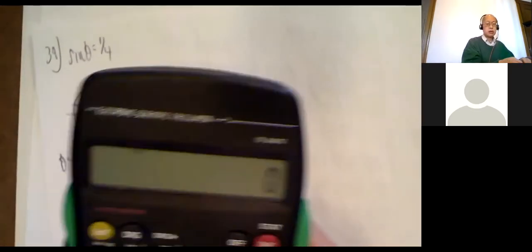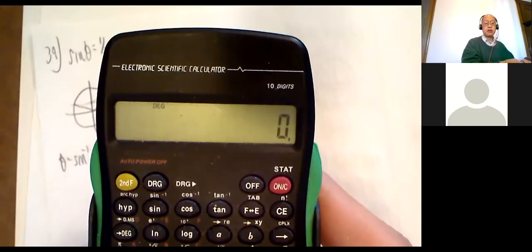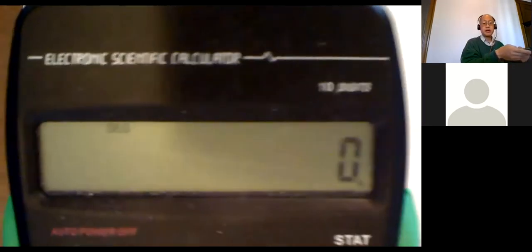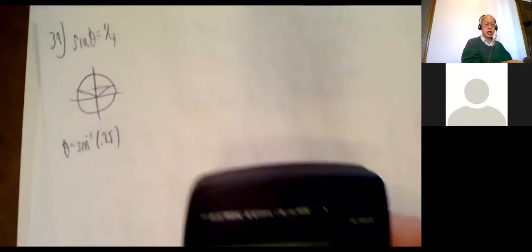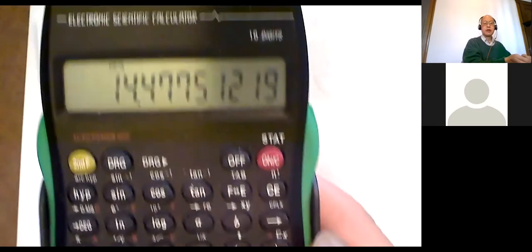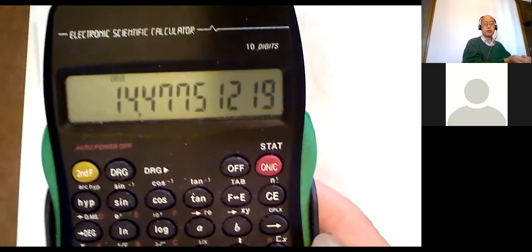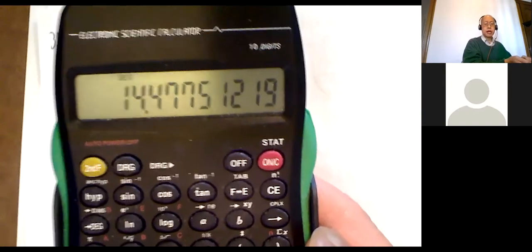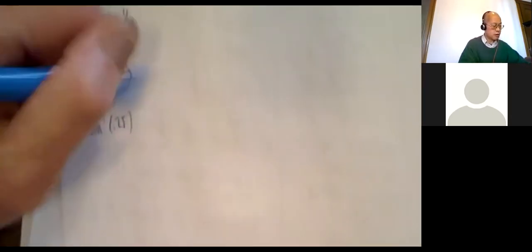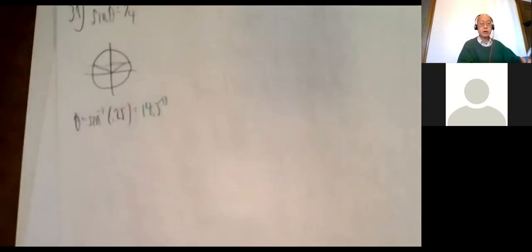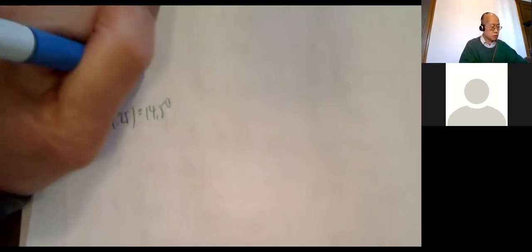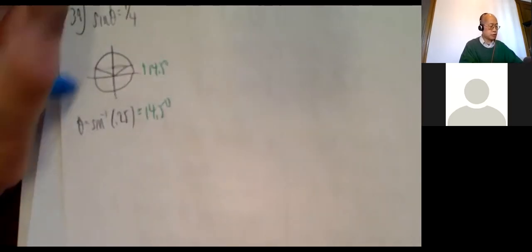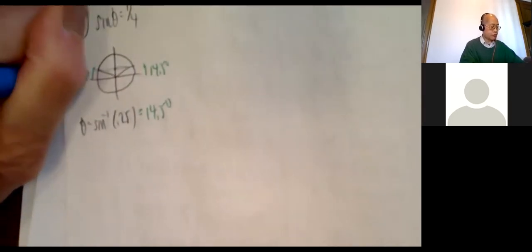All right, so on this calculator, which has to go backwards, in degrees, it says DEG right up there. So 0.25, 1/4. Second function, inverse sine. 14.5 degrees, which we're more comfortable with. It's rounded to the nearest 10th, so 14.5 degrees. So this is 14.5 degrees. By symmetry, this is 14.5 degrees.